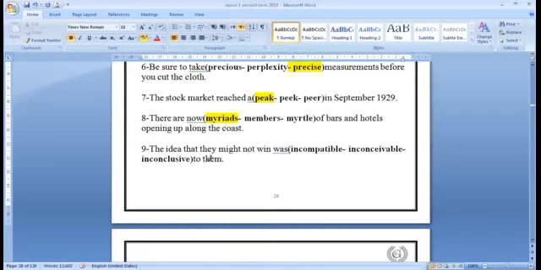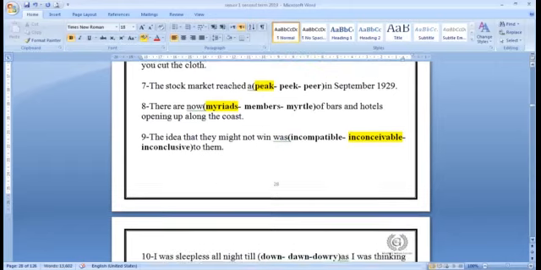Number nine: the idea that they might not win was inconceivable to them, unbelievable or incredible. So of course the answer is "inconceivable", which means unbelievable or incredible for them.